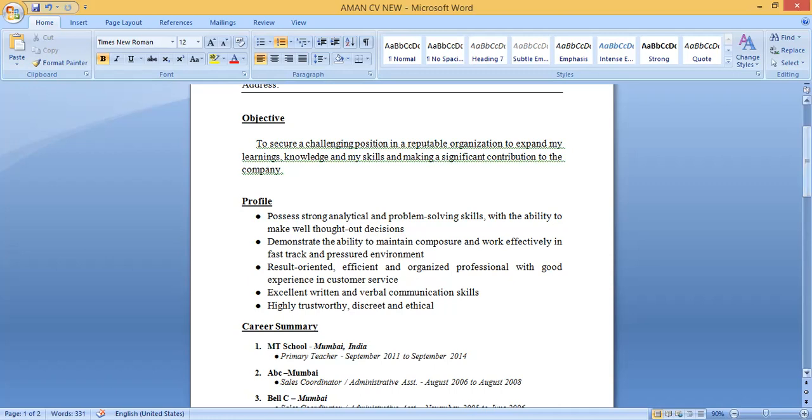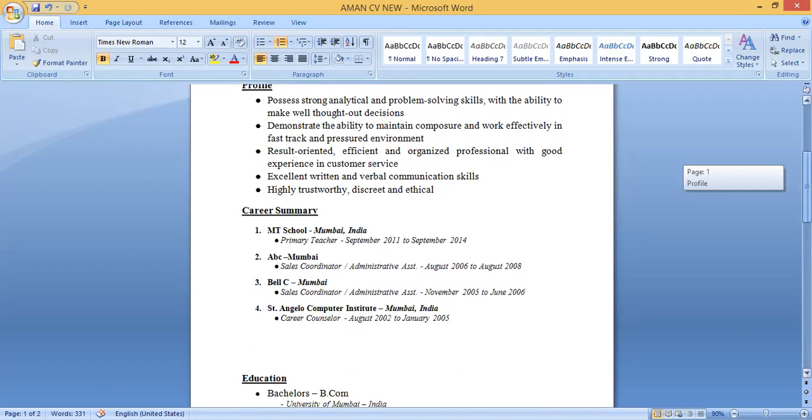Okay, and then career summary, write about your job career. See here, she has mentioned her experience as a primary teacher in so and so school, September 2011 to September 2014. Okay, that is also good. This is the way you have to write. And then comes 2006 to 2008. Yeah, it is in descending order. This is good. So this is the career summary.